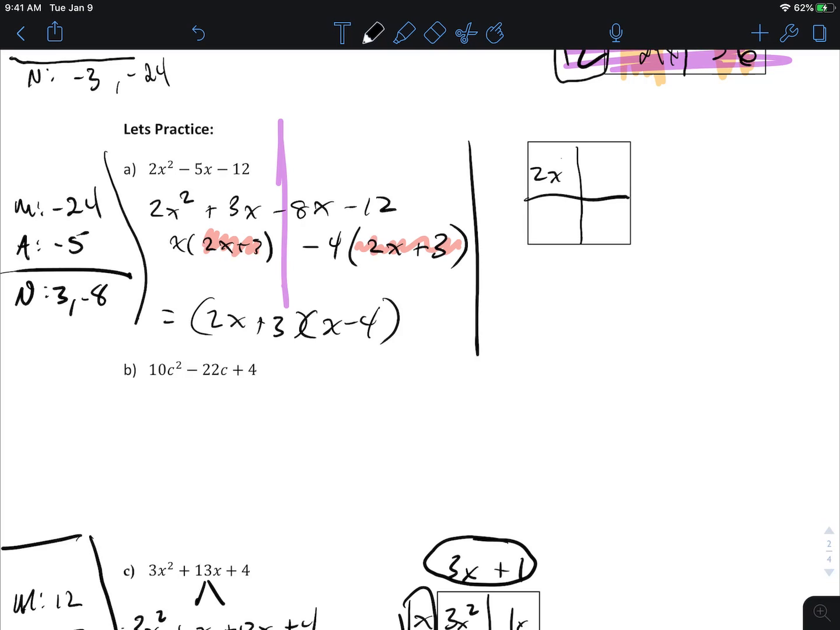Right, so I'm going to write the 2x squared in the top left. I'm going to go negative 12 down here. And then I break the middle term up with a positive 3x and negative 8x. Right, so those are my factors. These are my numbers. When you're using the table, this is where your numbers go. Then you just read sideways. What comes out of 2x squared and 3x? Just the x, right? So I was going sideways.